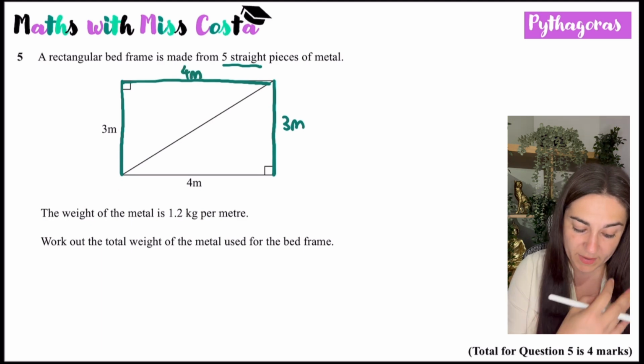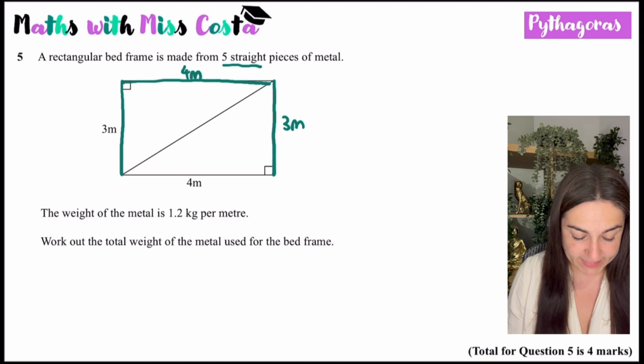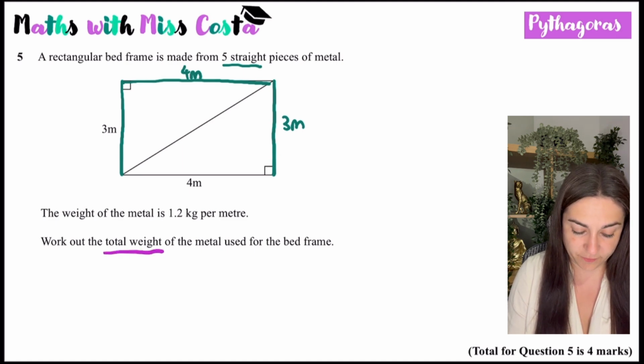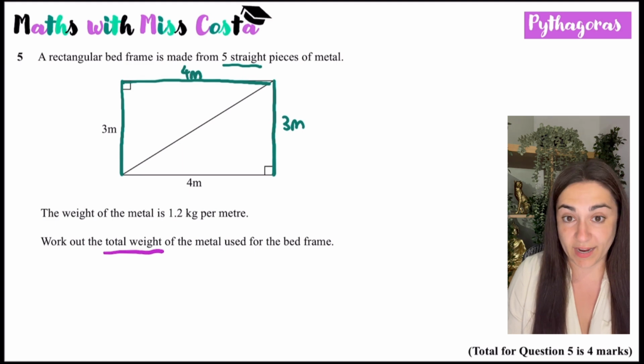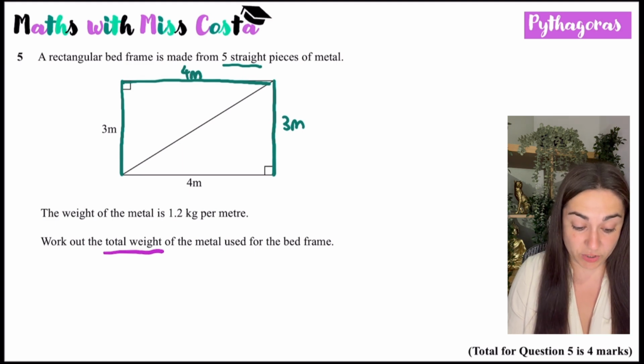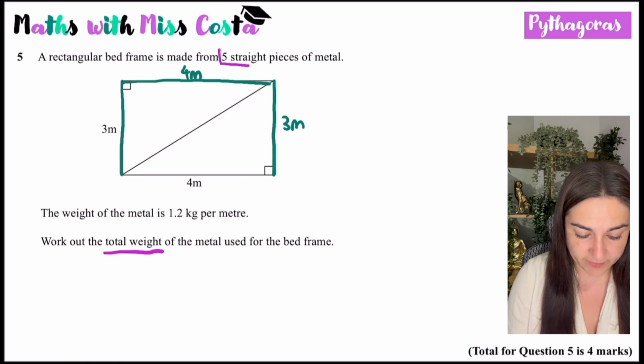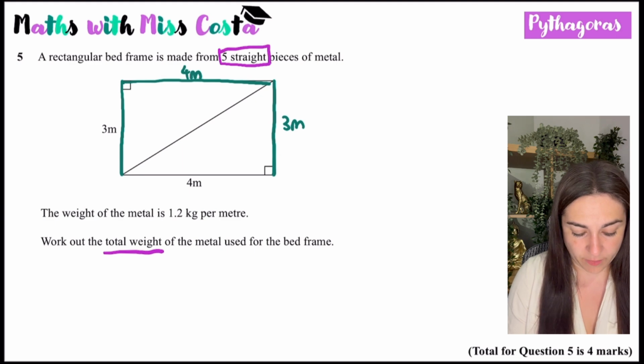I'm told the weight of the metal is 1.2 kilograms per meter. And I need to work out the total weight of the metal used for the bed frame. Well, in order to work out the total weight, I need to work out how much metal is used. So I know there's a key here. There's 5 straight pieces of metal, which means you're going to need to work out this length here.